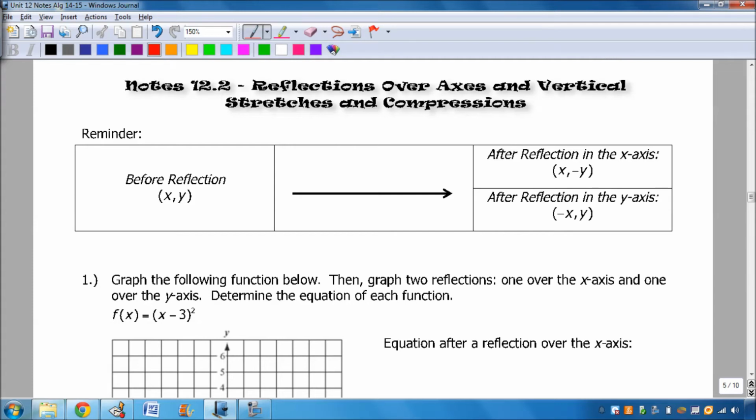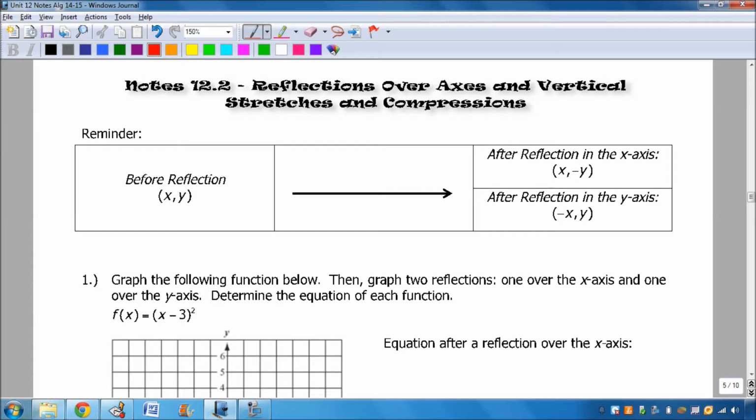Hi, ladies and gentlemen. We are looking at page 5 of our notes, notes 12.2, which are on reflections over axes as well as vertical stretches and compressions. So we have two different topics that we're going to be talking about in this video. Make sure you're really focused on what we're talking about.